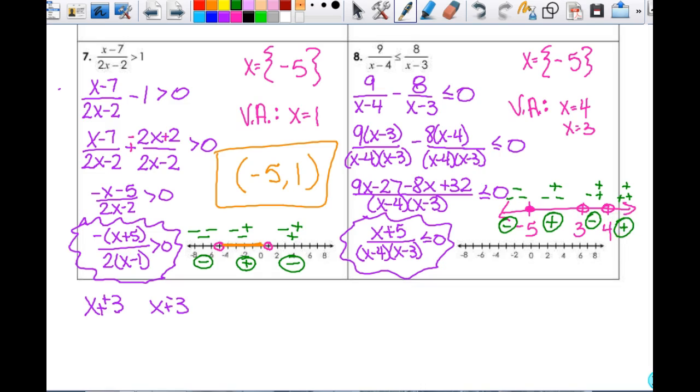And I want this to be what? Negative. So here are my negatives here and here. So I'm going from negative infinity to negative 5, and then from 3 to 4. Oh, I messed up. Where did I mess up? Bracket. Oh, dang it. Don't forget your brackets.